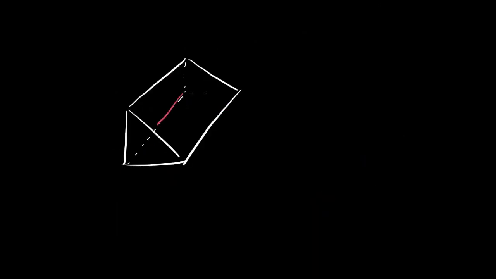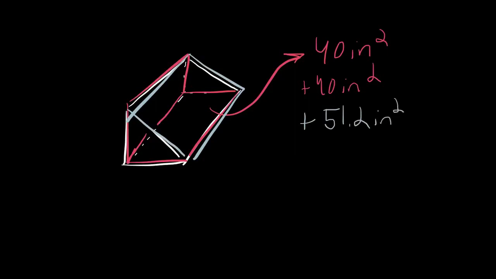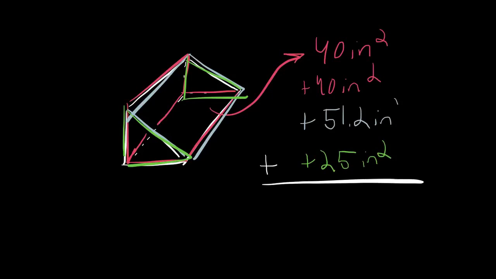Now that we've calculated the area of all the faces of our prism, we can now add them together. This bottom face, if you remember, is 40 inches squared, and so is the side as well. The diagonal, however, was 51.2 inches squared. And let's not forget our two triangular bases, when added together, give us 25 inches squared. And finally, when we add it all together, we get 84.2 inches squared as the total surface area of our triangular prism.